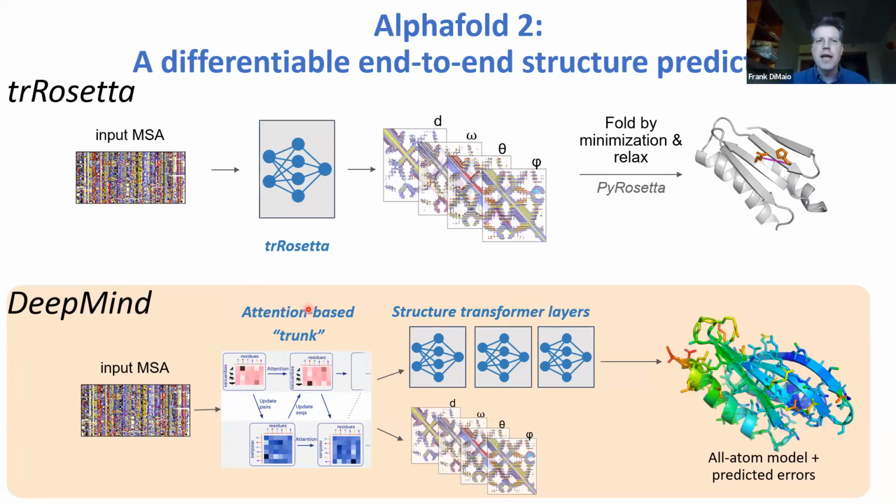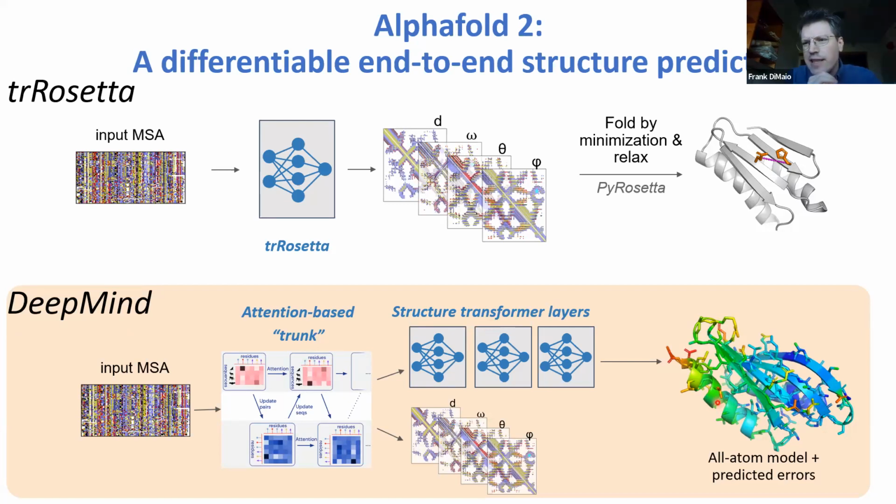And then the second piece is that previously groups had really focused on separating the problem of contact map prediction and structure prediction. The idea is that you can predict the contacts of a protein, and then use traditional physics-based refinement to build a three-dimensional structure that's consistent with this predicted contact map or predicted distance distribution.